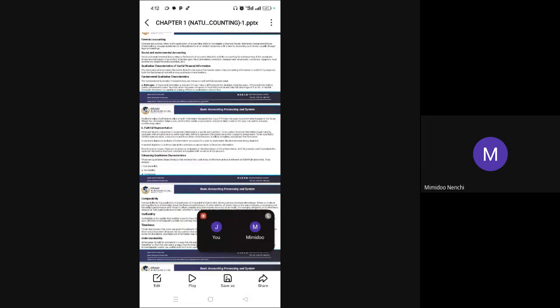Now, enhancing qualitative characteristics, those ones are the supporting characteristics. What are those things we'll be looking at? We'll be looking at comparability. How you can compare your present information with the previous information, for you to make decision about what will happen in the future. Are we together? Yes. Okay.